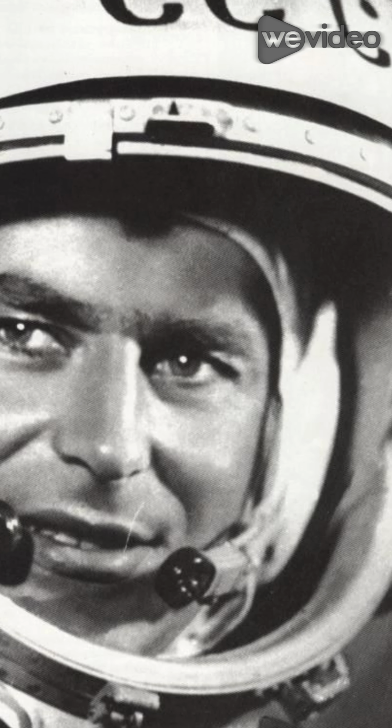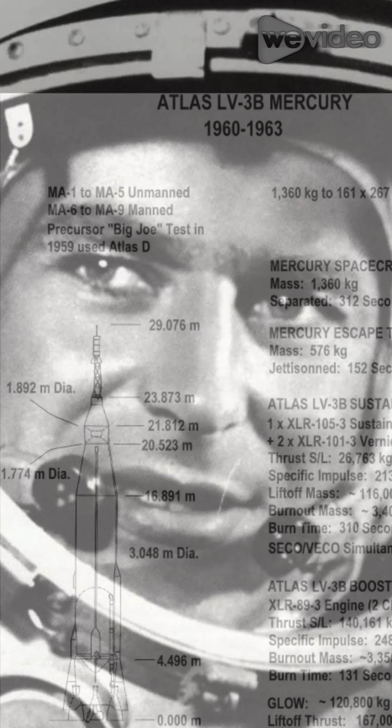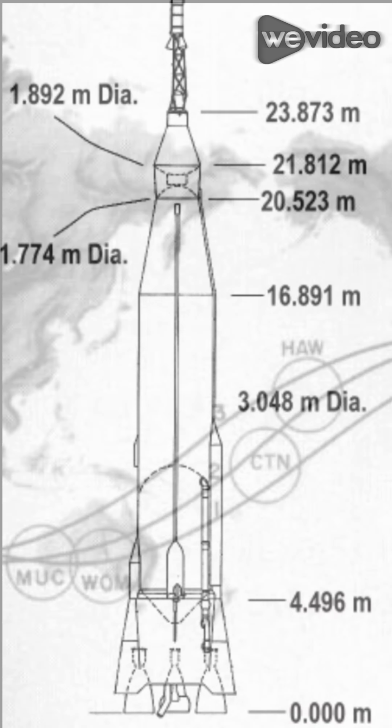The Soviet Union had just launched Gherman Titov to orbit the Earth 17 times. John Glenn would fly atop a Mercury Atlas rocket to orbit the Earth just 3 times.